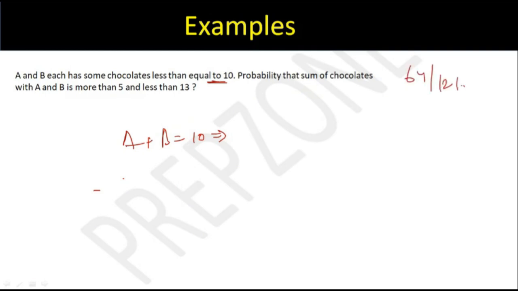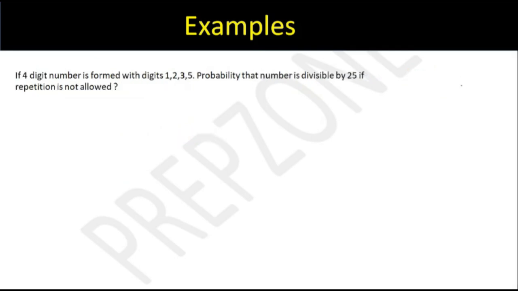You have to apply the same method. If it doesn't work out, then drop me a message. Try this. Answer is 1 by 12. Very good. I think all of you got this question, right? The only favorable scenario is when the number ends with 25. So the first two places have to be fixed, 2 upon 4 factorial. Answer is 1 by 12.